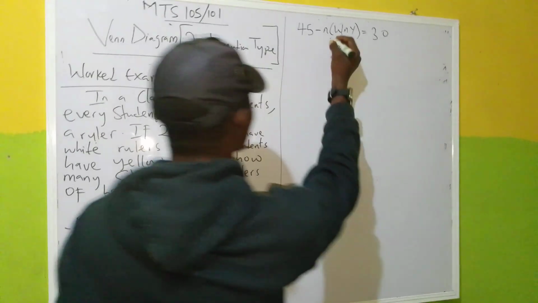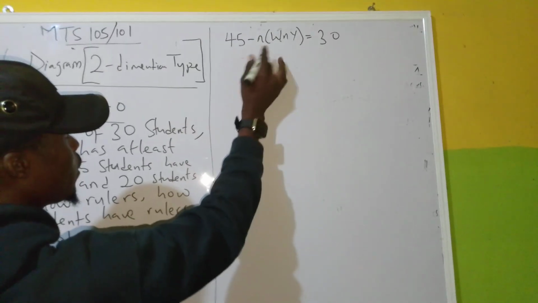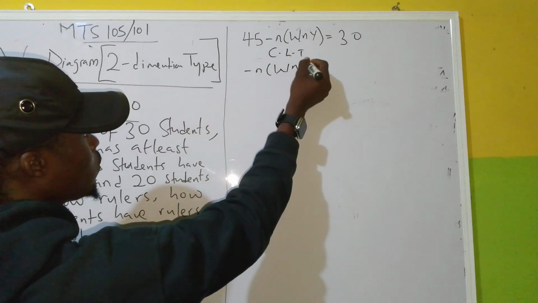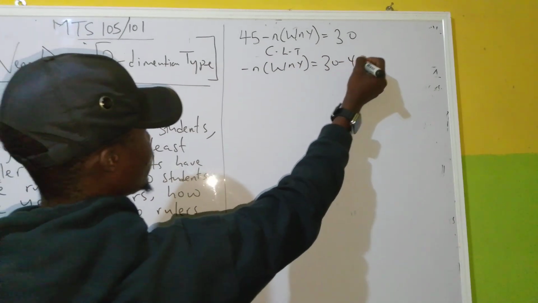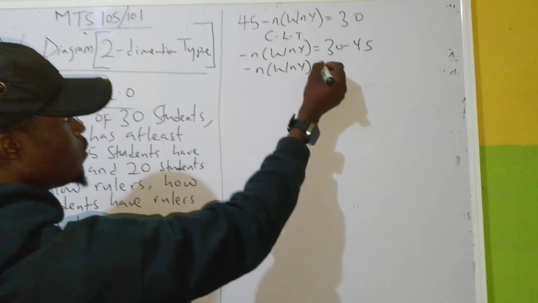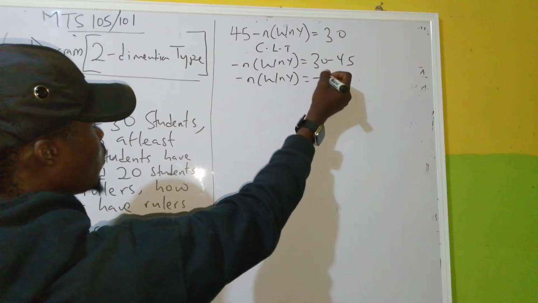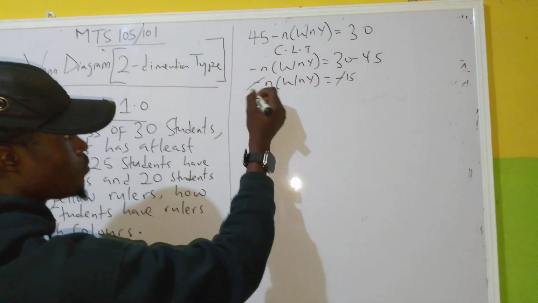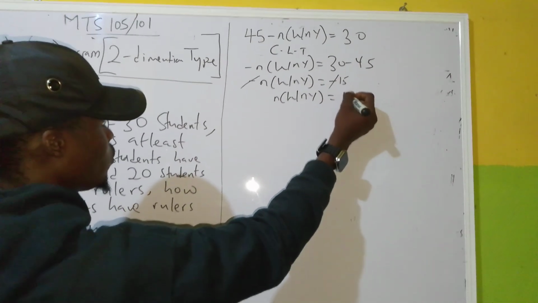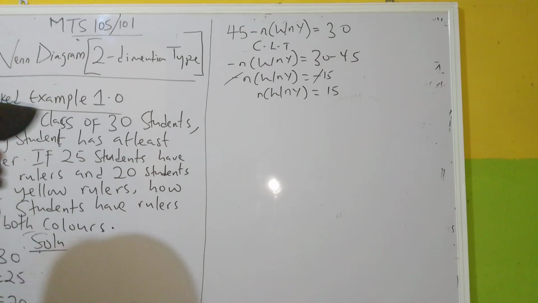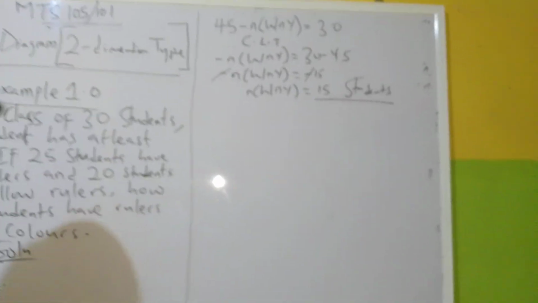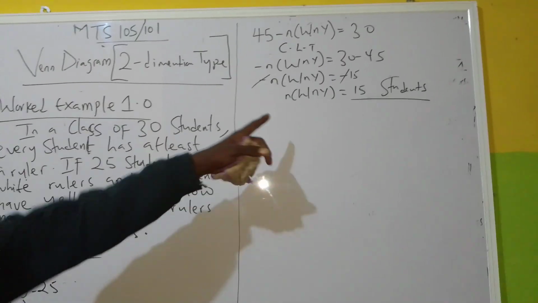Alright, so from here we collect like terms, CLT. That's minus this, equals 30 minus 45. So we have this equals, this one is minus what? Minus 15. Minus cancels minus. So these are the number of students that have both colors. You use your units as students because they are talking about students. So 15 students have both colors.